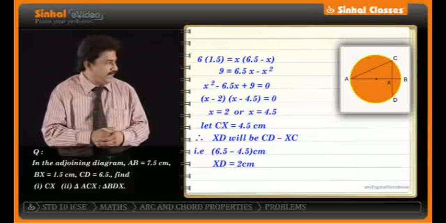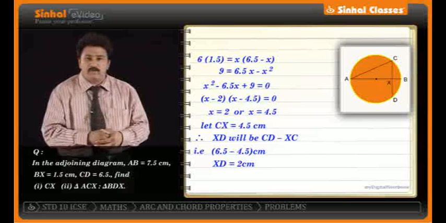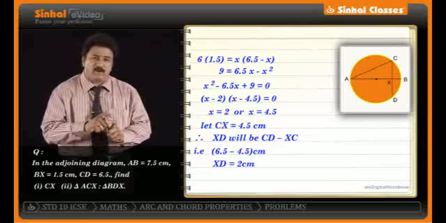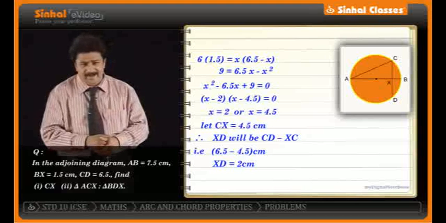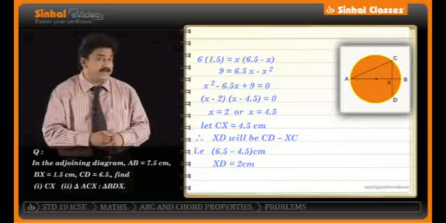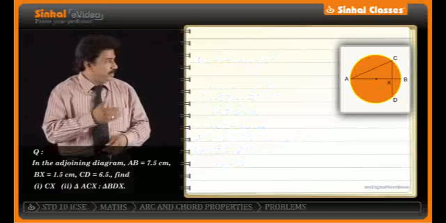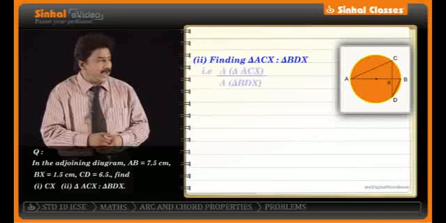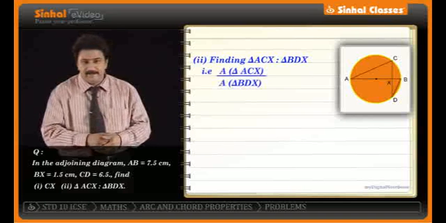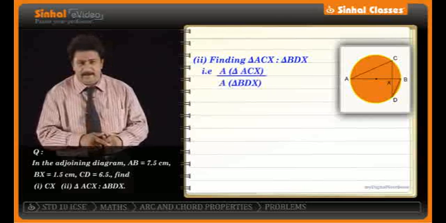So you have already found CX. CX is what? 4.5. If I take CX as 4.5, XD will be what? 2 centimeter. Correct? We take the second part of the same sum. What do you want to prove? You want to find triangle ACX upon triangle BDX. That means I have to use similarity over here.